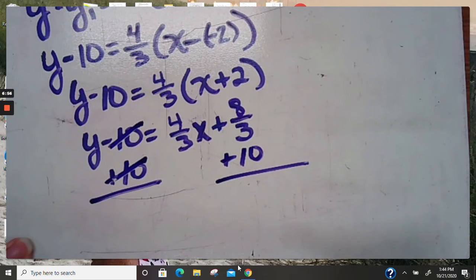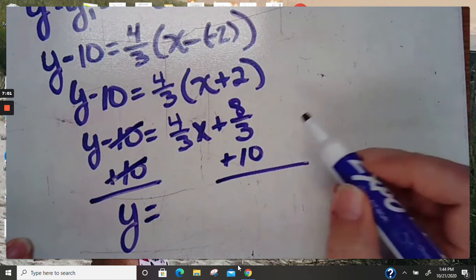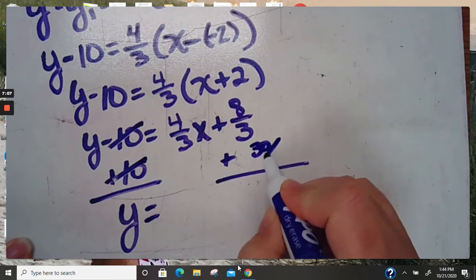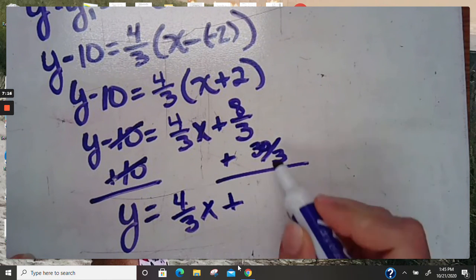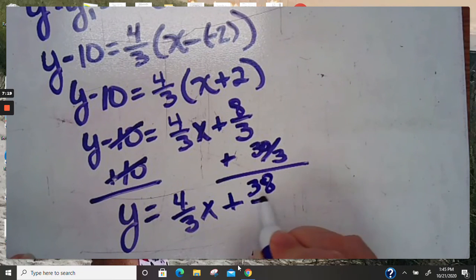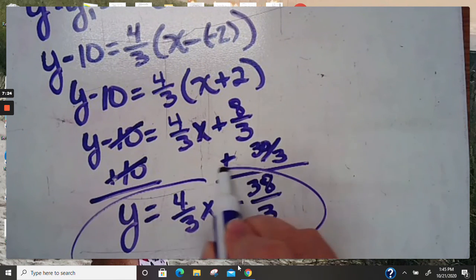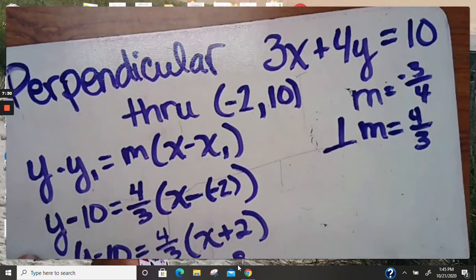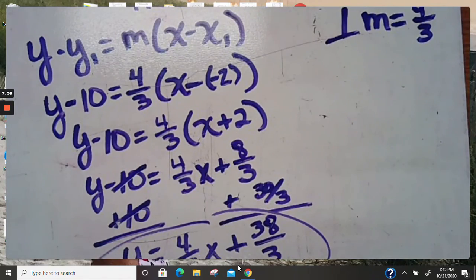So on the left, the negative 10 and 10 cancel, and I have y. And on the right, I'm going to change 10 to 30 over 3, because 30 divided by 3 is 10, isn't it? So now they have like terms. So that's 4/3 x plus 8 plus 30 is 38/3, and that won't reduce. So that right there is my answer. This is a line that is perpendicular to this line and passes through this point. All right, the end.